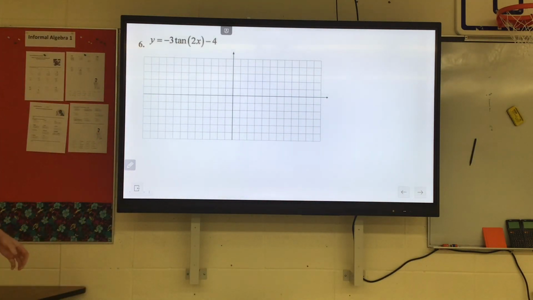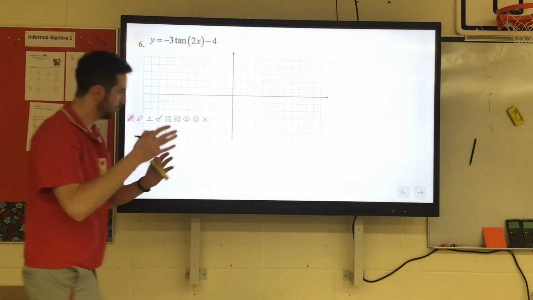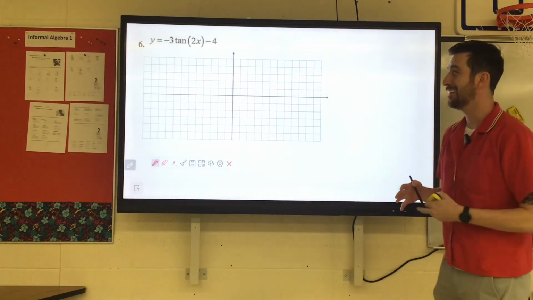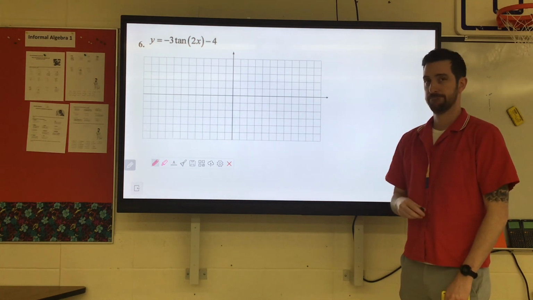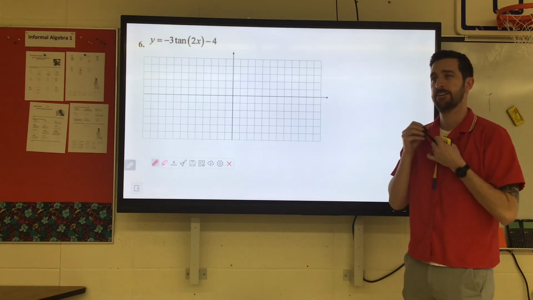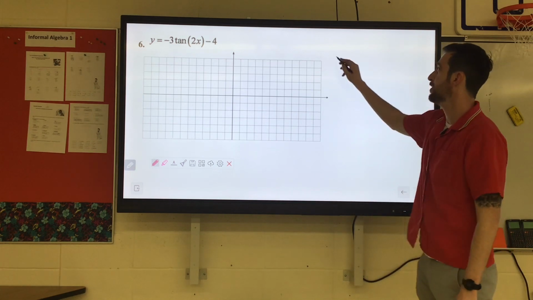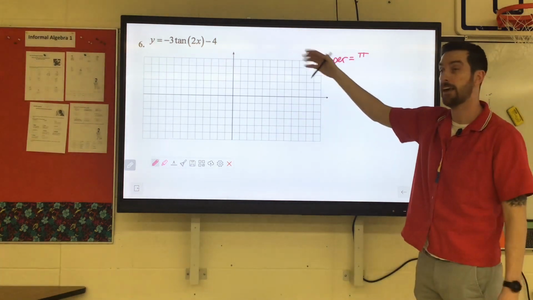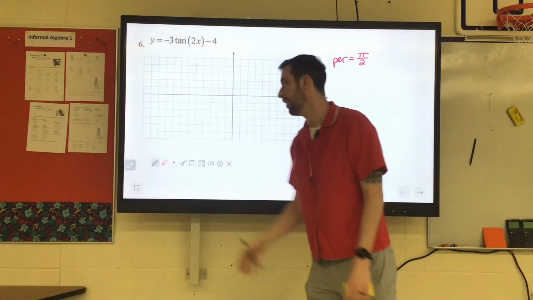This is unbelievable. So, first thing I notice is we have a b that's not 1, so that's going to change our period. A period is usually pi divided by b, and here we finally have one. It's 2. So our period is pi over 2. It's going to repeat every half pi.